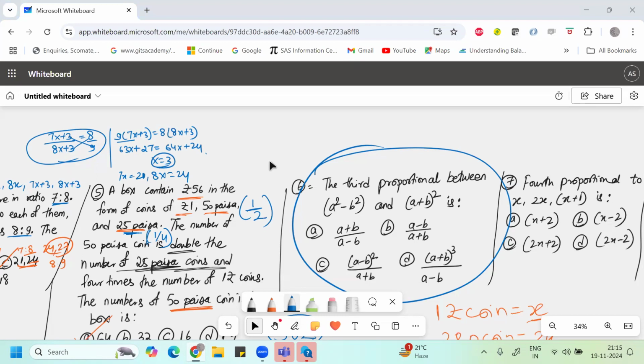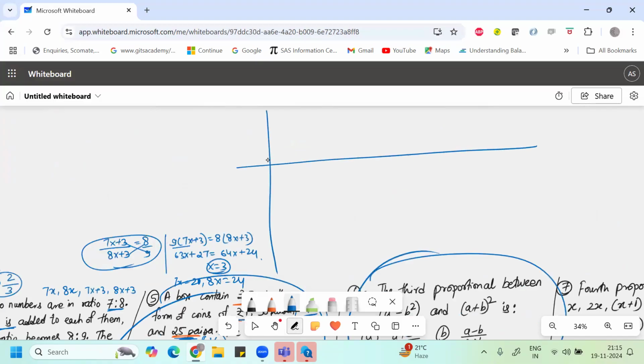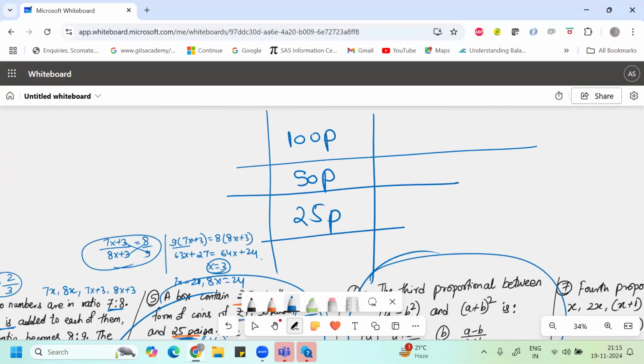So what they have given in this question is that there's a box which contains 56 rupees, in the form of 1 rupee, 50 paisa and 25 paisa coins. What I was telling is that either you convert the 1 rupee into paisa, so you have 100 paisa, 50 paisa and 25 paisa, or write them in rupees. If you write in rupees, this is 1 rupee, this is 1 by 2 rupee, and this is 1 by 4 rupee. So either you write in paisa or in rupees.